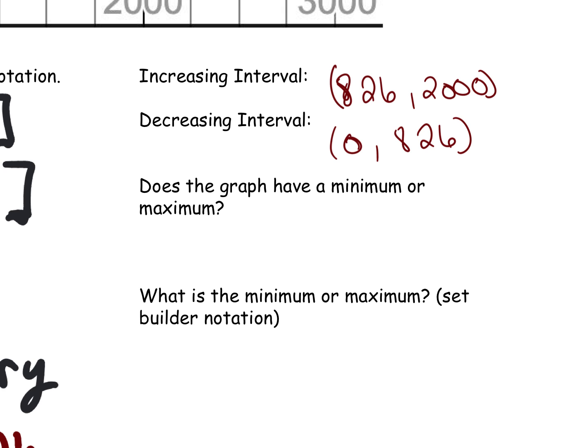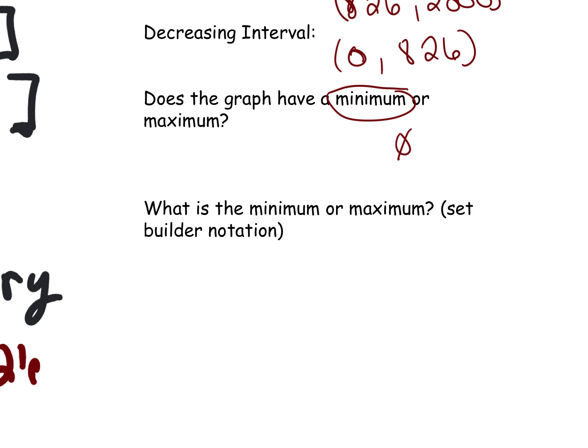Does this graph have a minimum or a maximum? Would it be considered an absolute or a local? Wouldn't it be both? Because any valley is your local, right? But only the very, very bottom is the absolute. So what would that minimum be? What is it? It's just 0, isn't it? When I ask for a min or max, we're talking about how low, how high, just the y value.